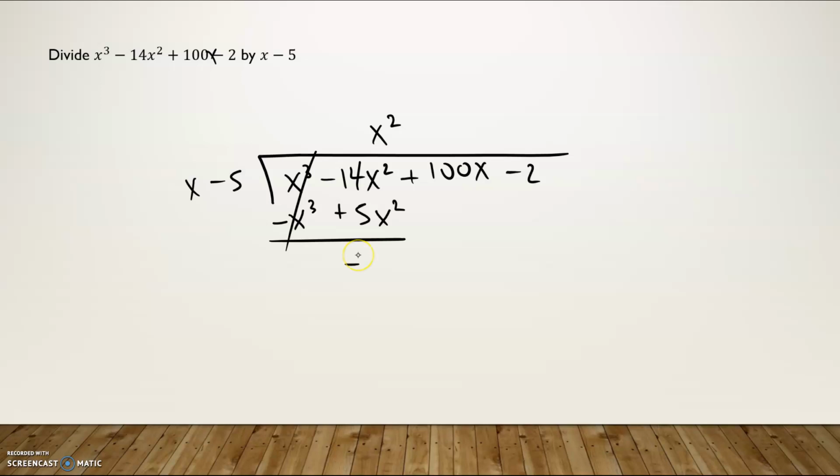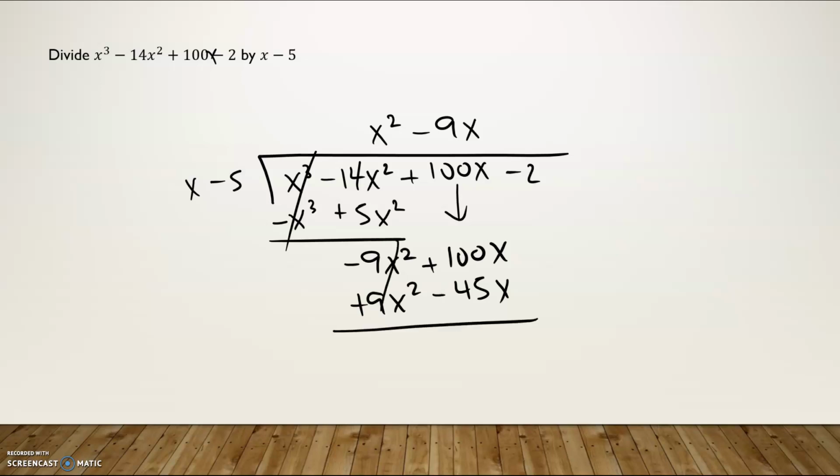And we have negative 9x squared. Bring this down. Okay, so make these two look alike. So it looks like I need a negative 9x. Okay, so that will be negative 9 times negative 5 is a positive 45x, and negative 9x squared. Change the signs. That goes away. And then I have 100 minus 45, or 55x.